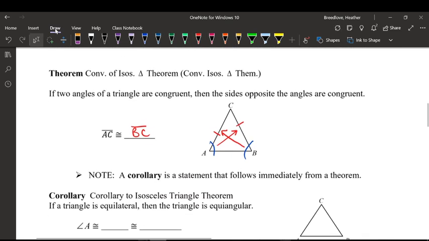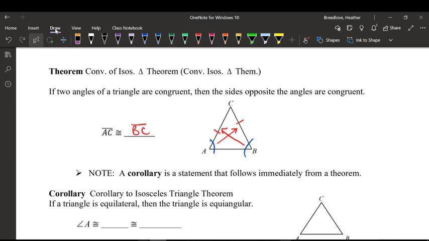And then a corollary is a statement that follows immediately from a theorem, so it's understood. Corollary to the isosceles triangle theorem. If a triangle is equilateral, then the triangle is equiangular. So just like if the congruent angles, the side across from the congruent angles is congruent. So if we have that third angle is also congruent, then the third side is also congruent. So equiangular triangles are always equilateral. Equilateral triangles are always equiangular. If it's one, then it's both.